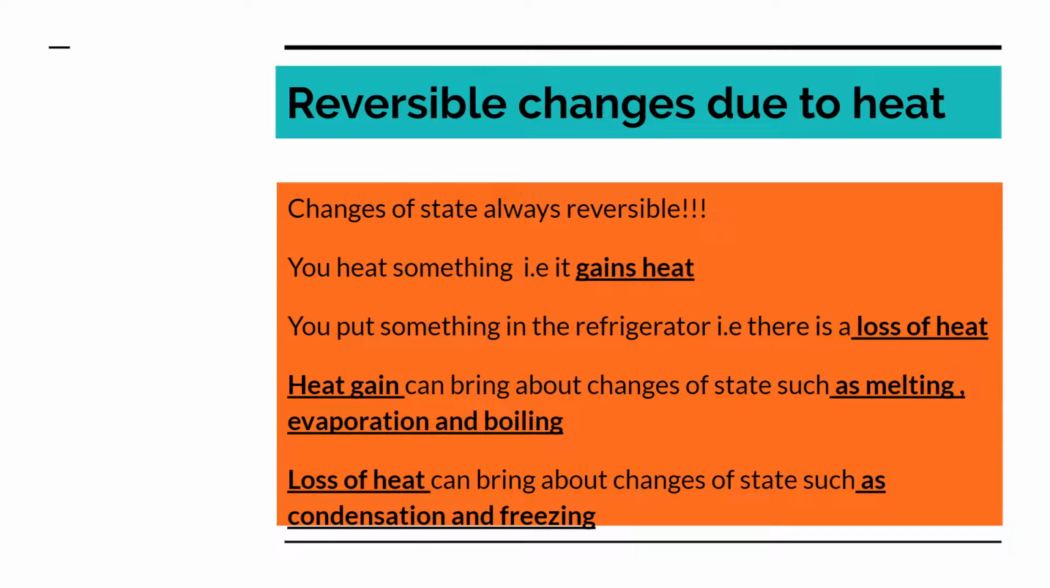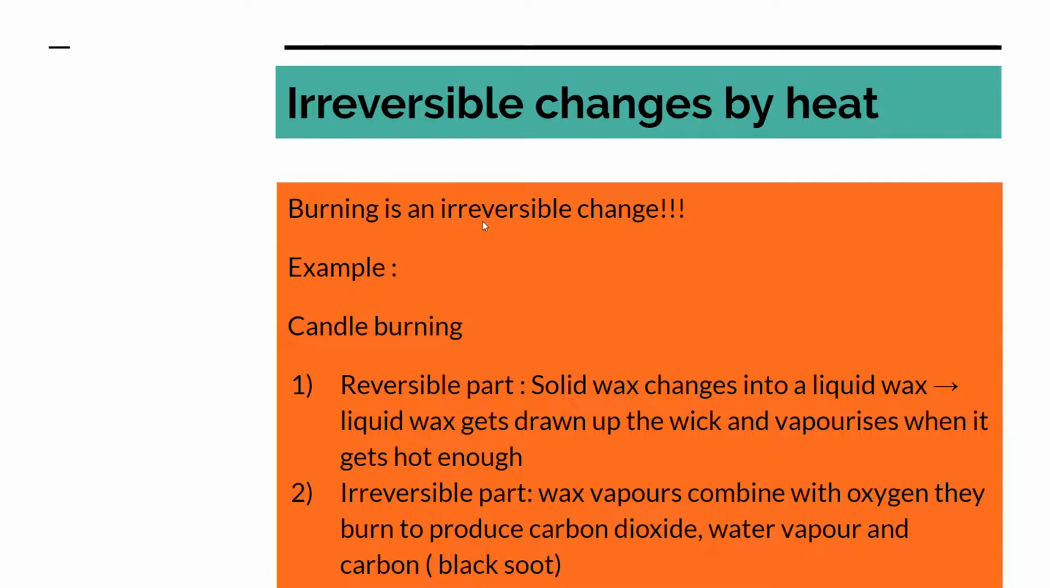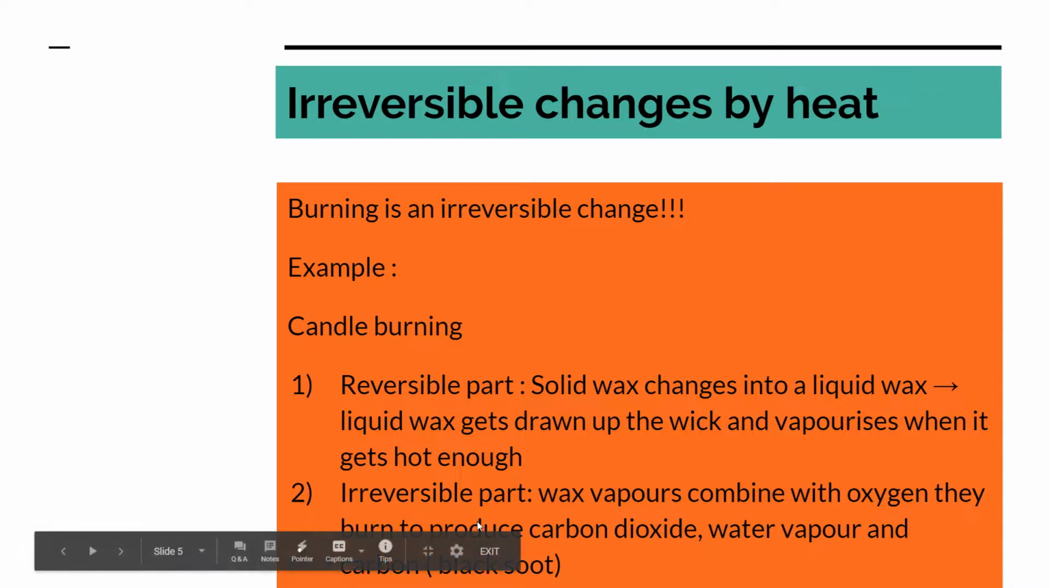Now there are some irreversible changes associated with heat as well, right? So burning. Burning is an irreversible change. For burning, remember there's an important gas because of which burning takes place, and that is oxygen. Without oxygen, there's no burning. So let's talk about candle burning. Candle burning can be divided into a reversible part and an irreversible part.